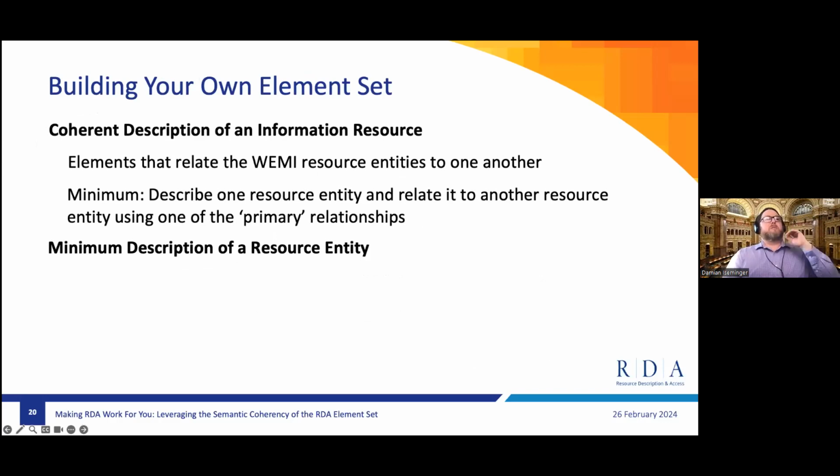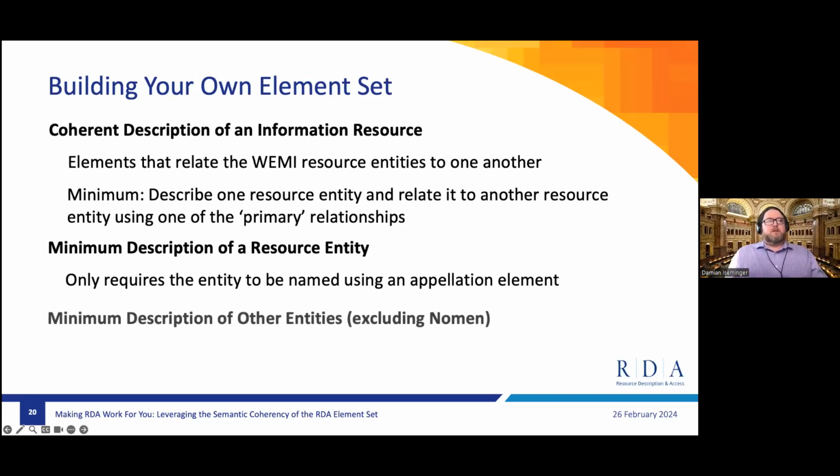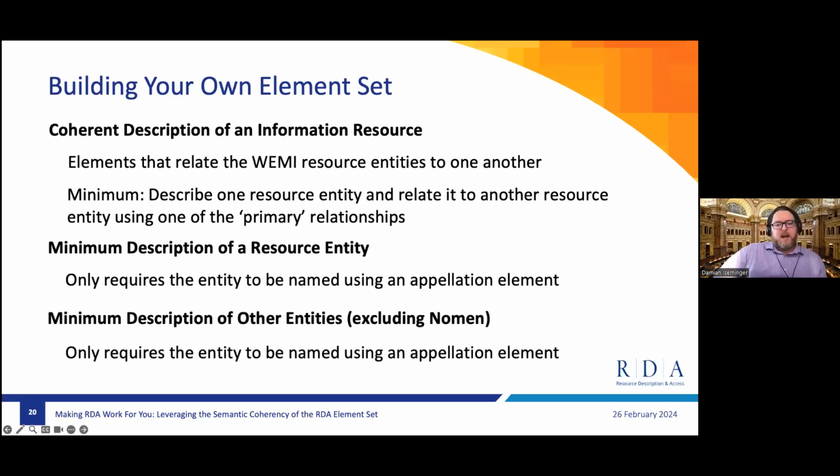So then the minimum description of a resource entity. We know how to relate the entities. So how much of an entity do I have to describe before it's RDA compliant? Well, it only requires the entity to be named using an appellation element. And for all of the other entities, excluding nomen, it only requires the entity to be named using an appellation element. So that's it. That's all that RDA requires. That is the barest of minimum that RDA requires. And you're probably thinking to yourself, well, that doesn't seem very useful, and you would be correct.